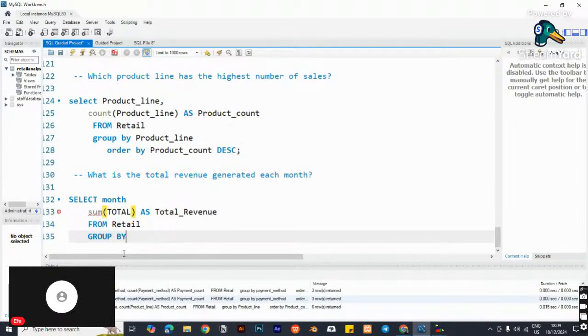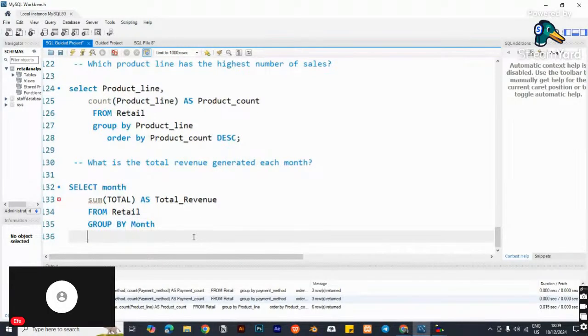Group by, how do we group it now? We're going to group by month, okay? Let me write small letter so that we don't get confused. We'll group by month. And then we order by. Yes, Deborah. Yeah, so we order by total revenue. I hope you understand why we're ordering by total revenue.